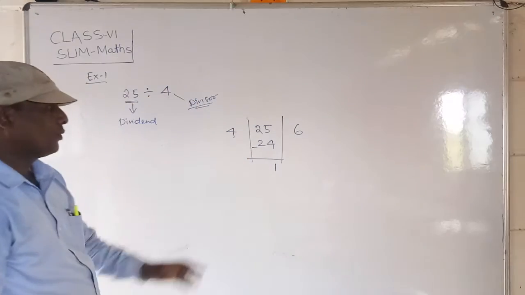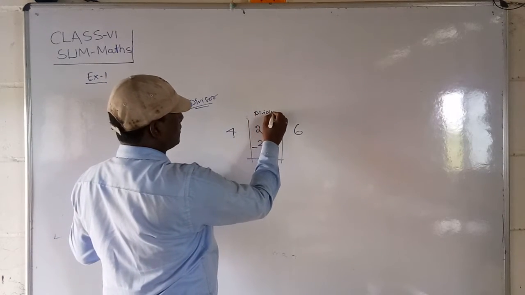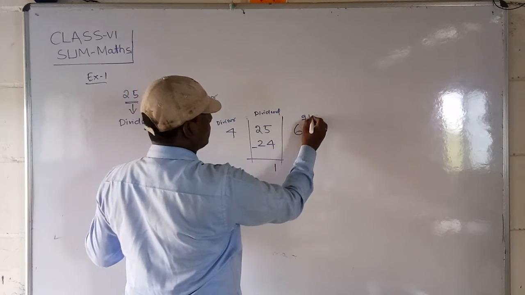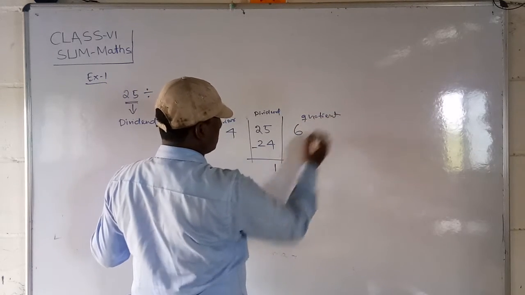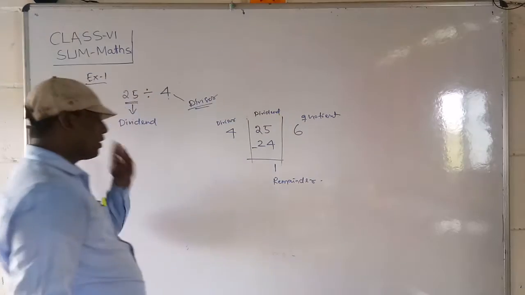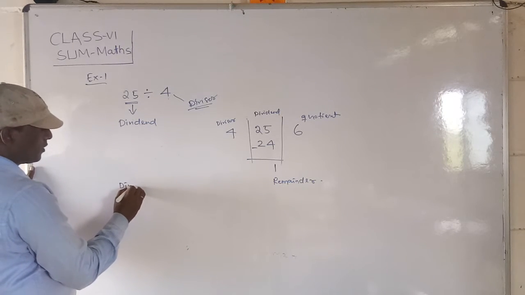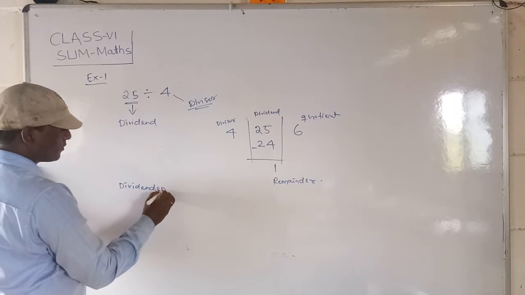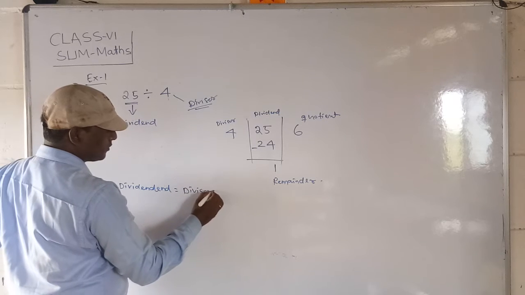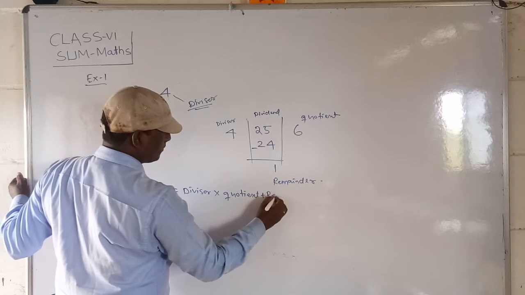Okay friends, now observe. This is the dividend, this is the divisor, this is the quotient, and this is the remainder. So now observe, friends, what we got. We know the algorithm formula: dividend is equal to divisor into quotient plus remainder.